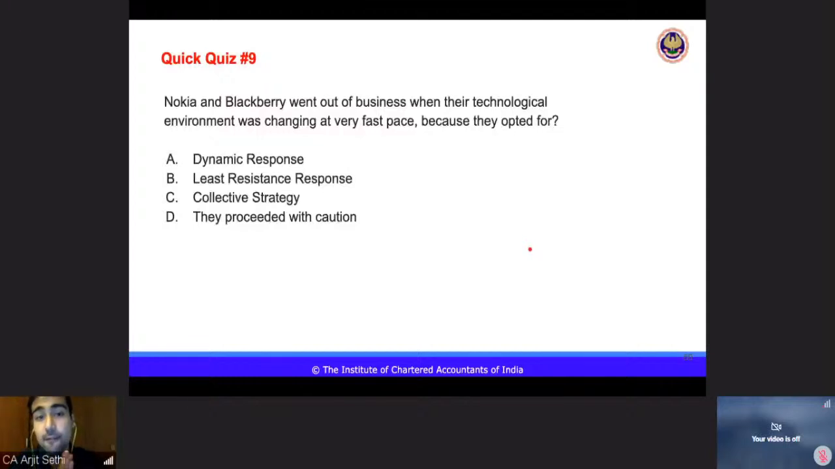Nokia and BlackBerry went out of business because the technology was changing very fast. Touchscreen phones were coming with very great facilities and cameras. But they opted for a strategy, right? Which of these responses did they opt for because of which they failed? Was it a dynamic response? Was it the least resistance? Was it collective strategy? We studied about internal strategies, joining hands together and forming a joint venture, collective strategy, or did they proceed with caution? 30 seconds on the clock, please start answering.